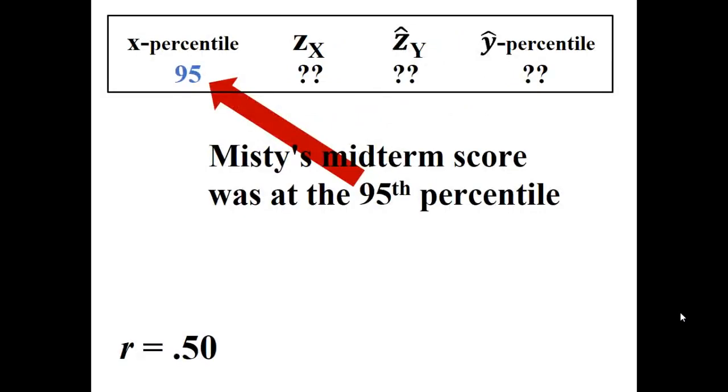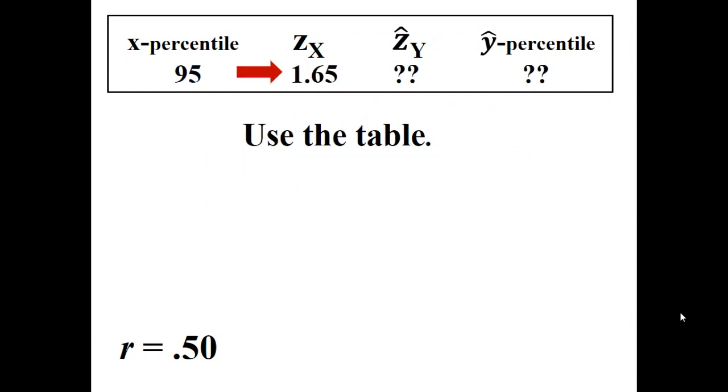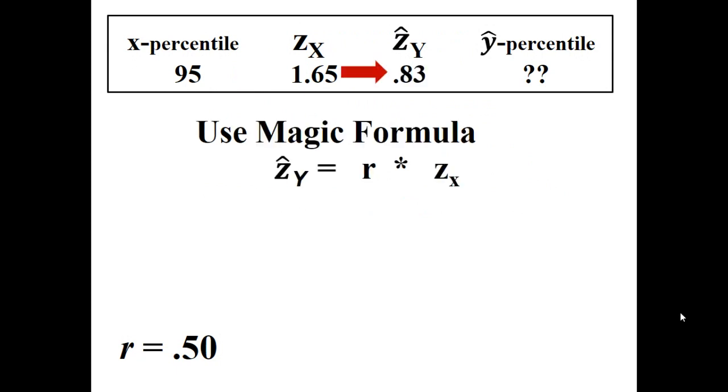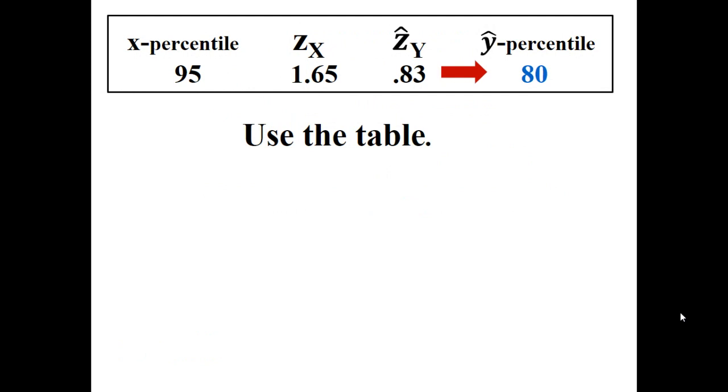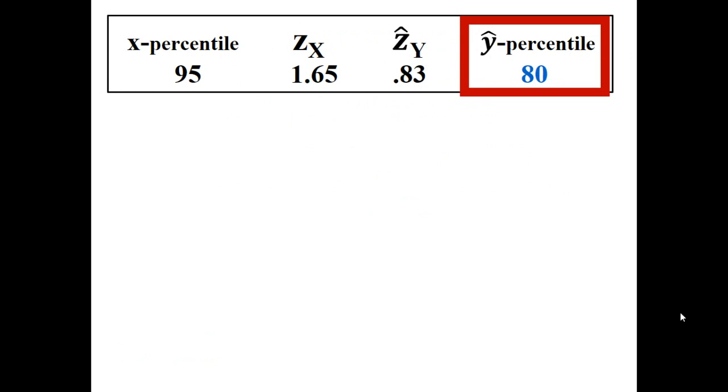So let's summarize what we just did. We started with Misty's midterm score at the 95th percentile. We converted the percentile to a z-score for x using the table. We used the z of x and the magic formula to estimate Misty's predicted z-score on the final exam. And then we used the table again to transform the z-score into a percentile. We converted it into a percentile because the problem asked for a percentile. And that was our answer.